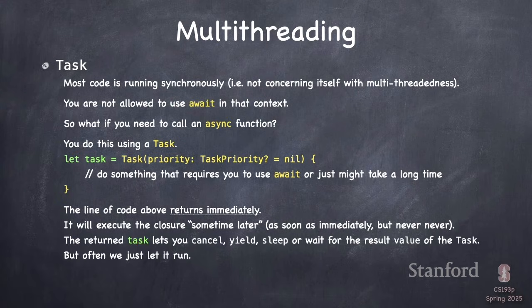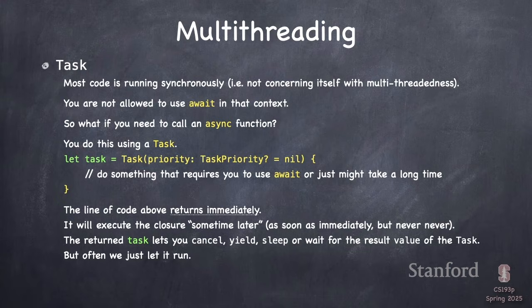Now that green task thing that comes back, it's a nice little object, lets you cancel the task if you want to give up on it. The task actually can return a value, so you can get the value that's returned out of there. But a lot of times with the task, we just let it run. We just give it that closure, and the closure just runs, and we're not canceling it or doing any of that stuff.